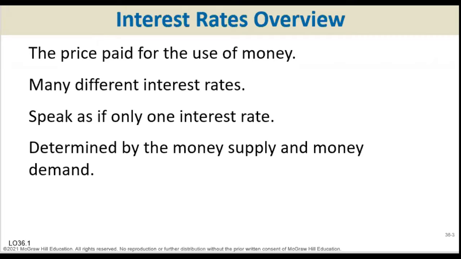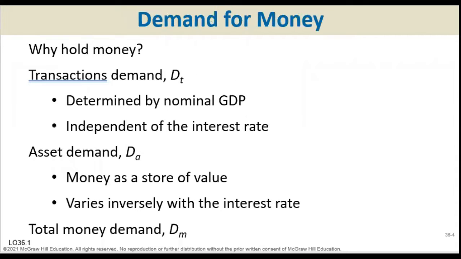There are many different interest rates, but all of them speak as one interest rate, and it is determined by the supply of money and the demand for money when we get to that equilibrium. For the demand for money, there are two kinds of what we need money for. The first one is the transaction demand for money, denoted D sub T, and it's determined by the nominal GDP and independent of interest rate.